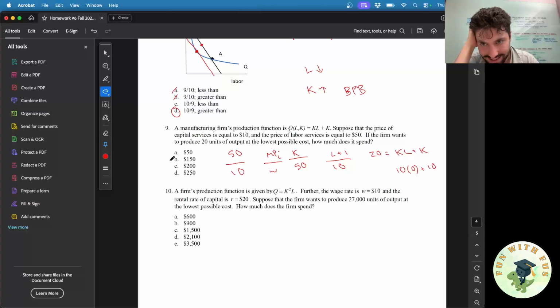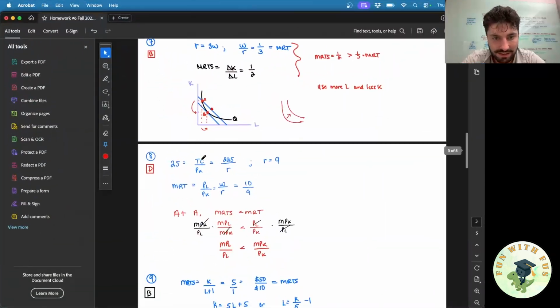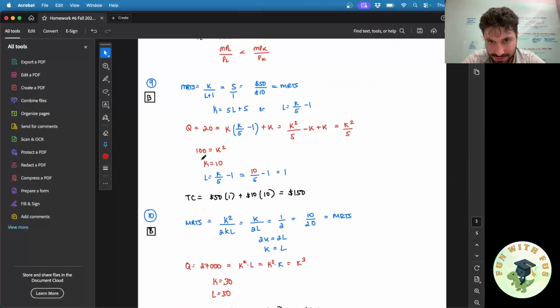And then I would spend 50 bones to get this equal to 1 because I need 1 labor. Plus 10, and that does equal 20. So I think that was the cheapest combination of how I could have made this 20. So I believe the answer is B. There might be, we can go check the key and see if somebody created a more intellectual way of doing it.